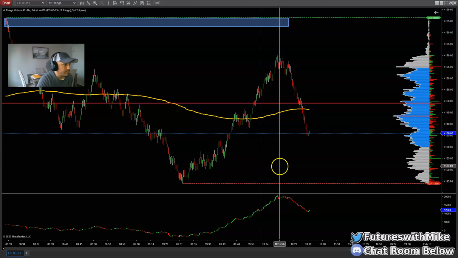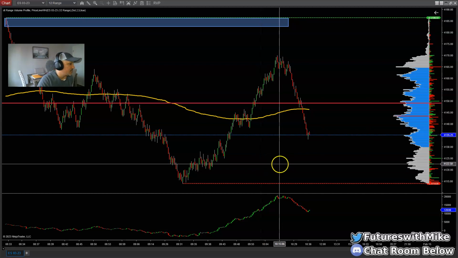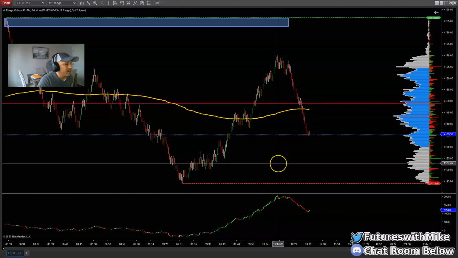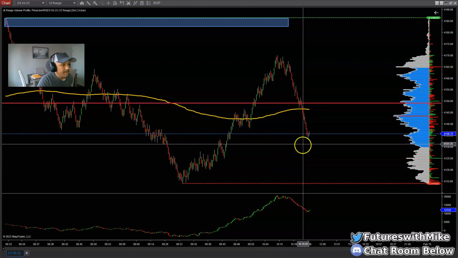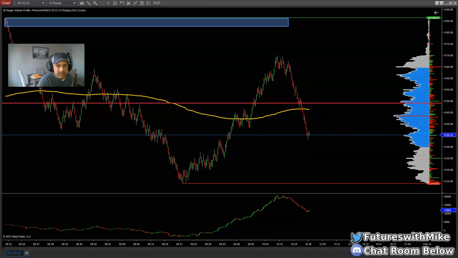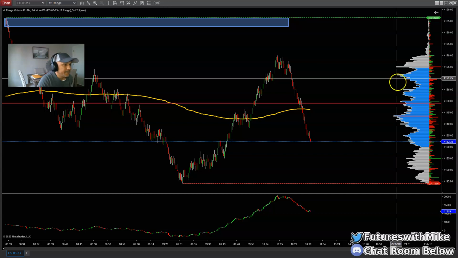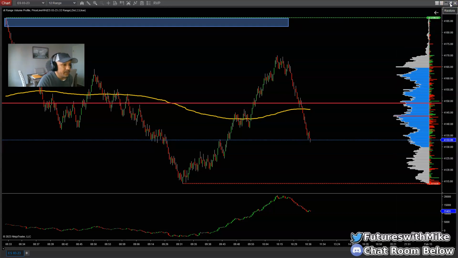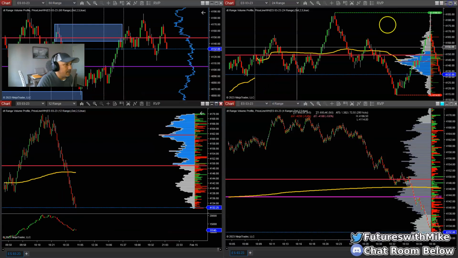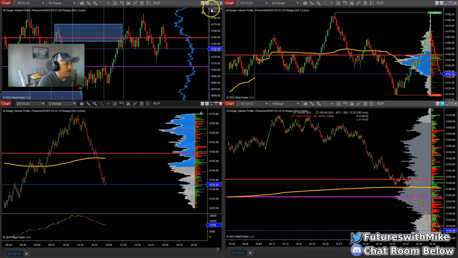Just gonna wait it out. Be patient. That's the key to trading, is really being patient and waiting for your setups. If we break above here, we'll see what happens. Market looks like it just wants to keep pushing lower for some reason. Yeah, it looks like it wants to keep pushing lower.